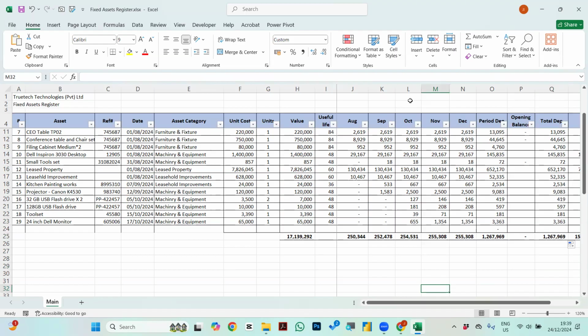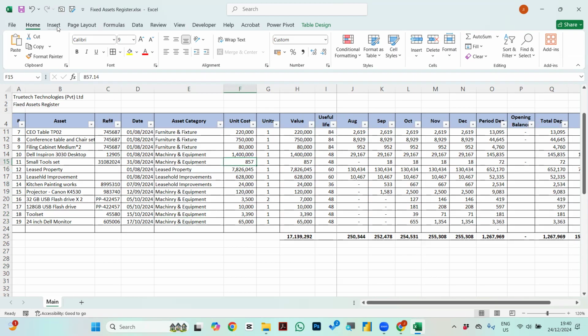Now I'll have to record the October depreciation. This depreciation involves different categories. Now you have furniture, fixture, office equipment, leasehold improvements, and then machinery and equipment. So in this case, you need to summarize them together. In Excel, we use a pivot table for that. That will make your life easier.